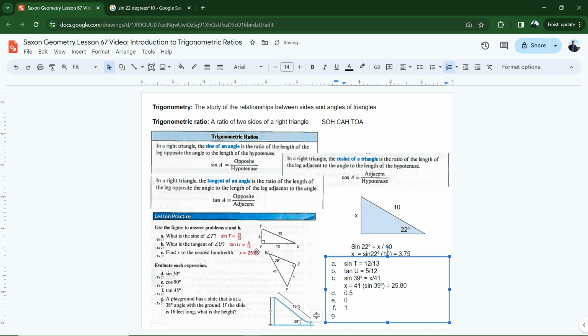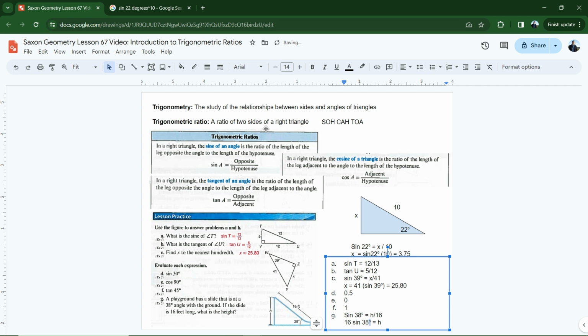All right, and then finally, letter G. A playground has a slide that is at a 38-degree angle with the ground. The slide is 16 feet long. What is the height? And this diagram is what's important. I don't know why our book is so in love with the sine, but we're going to be using the sine of 38 to calculate this. It's going to look like this. The sine of 38 degrees equals the opposite side, h, over the hypotenuse, 16. Which is going to be 16 times the sine of 38 degrees equals h.